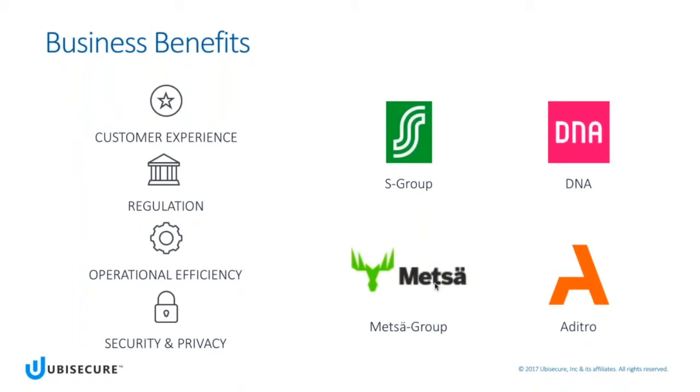So I recognize a few of the logos here. I see S Group, DNA, Metsä, and Aditro. How would you actually tell me where these businesses fit in Ubisecure's CIAM service? How do they use it?